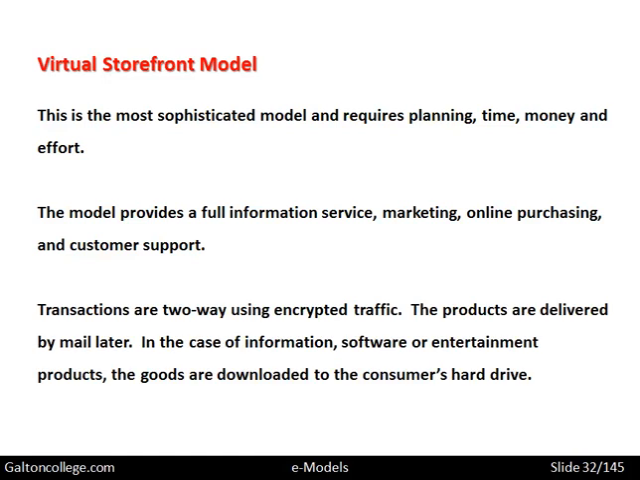Transactions are two-way using encrypted traffic. So the products are delivered by courier, let's say. In the case of information, software or entertainment products, they may be purchased and immediately downloaded. They're software. So it could be films are downloaded or music is downloaded. But if it's a tactile product, a product which can be touched, a physical product, then it may be delivered by courier.